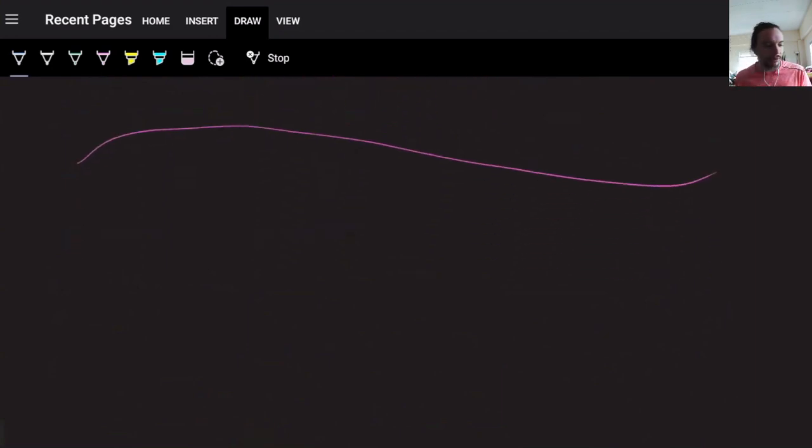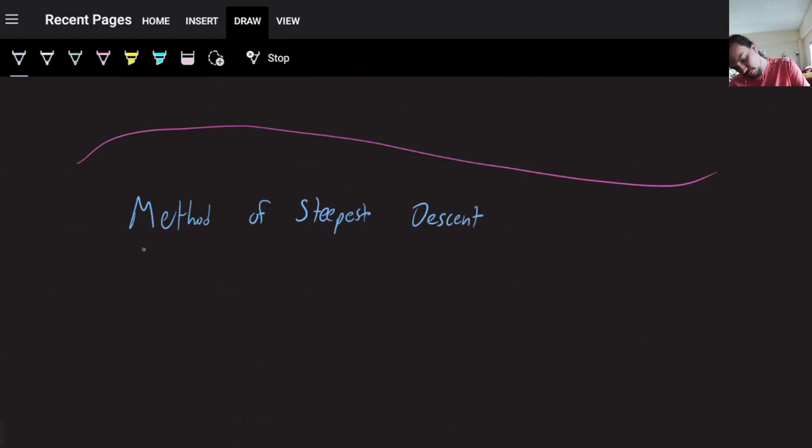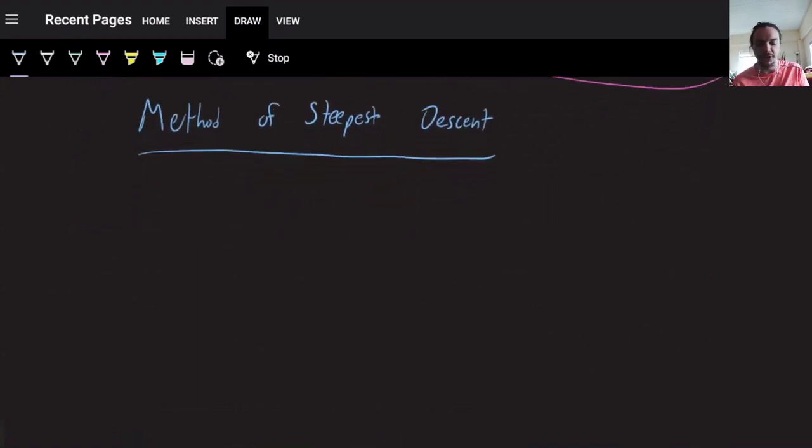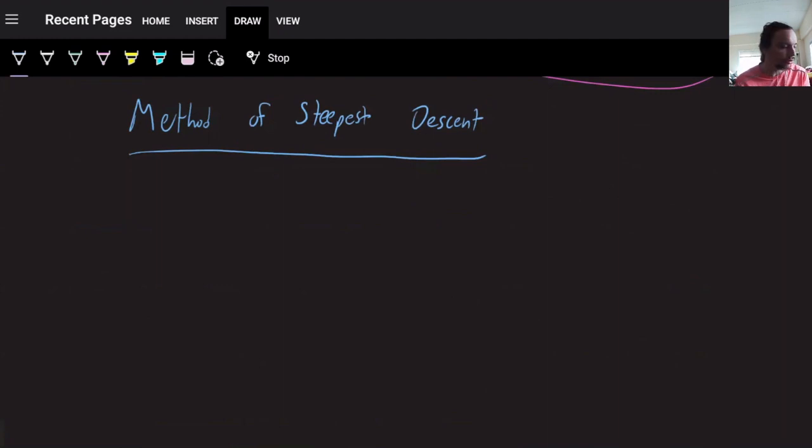So I'm going to write down what the method of steepest descent is, and then we're going to draw a picture, and then we're going to go ahead and prove it, and we'll use it to show the Stirling approximation for the gamma function. So the method of steepest descent is going to put into math what I just said in words.